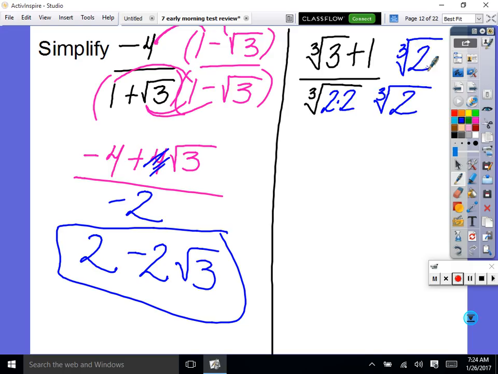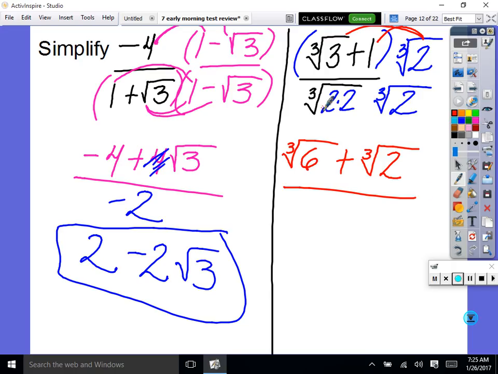Now notice, there's two terms. We've got to start putting parentheses around two terms. Cube root of 2 times cube root of 3 is cube root of 6. Cube root of 2 times positive 1 is positive cube root of 2. Can we combine those? No, right? To add them, they have to be like bases as well.